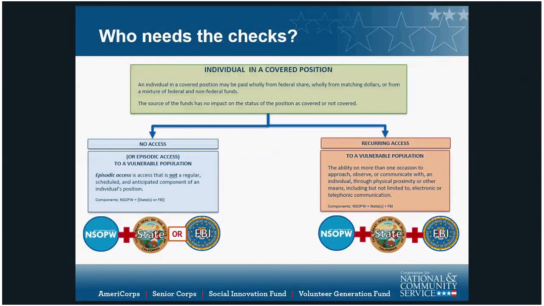And then as soon as you've identified who needs to get these checks because they're in a covered position, you have to determine what type of access they have. Because what type of access they have to vulnerable populations is going to determine the type of check that they need to get. So if there's no or episodic access to vulnerable populations, they're going to get one type of check. It's a 2-part check. If they have recurring access to a vulnerable population, they get a different type of check. It's a 3-part check. And I just want to reiterate that access to a vulnerable population is not just limited to physical, it includes electronic and telephonic.